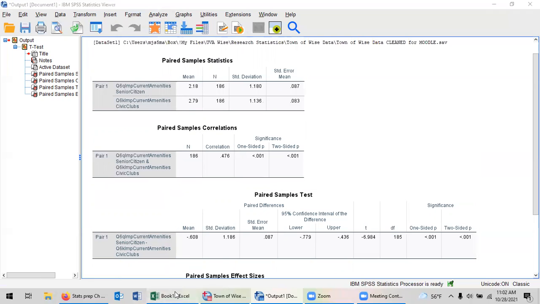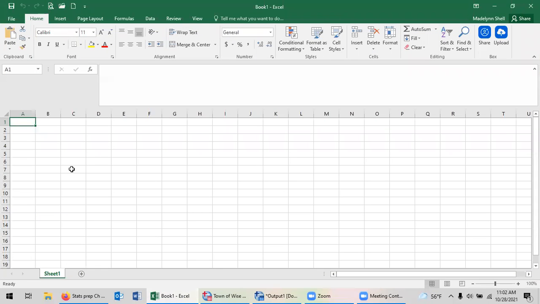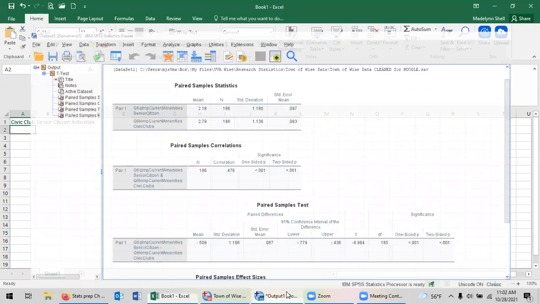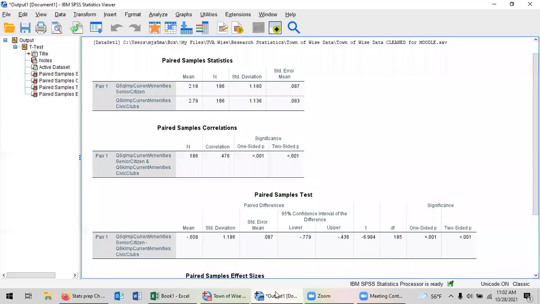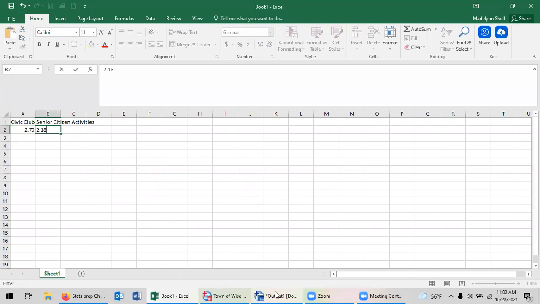So we're going to set it up. We have civic clubs and senior citizen activities. And our mean for civic clubs is 2.79, and our mean for senior citizens is 2.18. Remember that this is on a scale of 1 to 5, so we might want to think about that as we're graphing them as well.